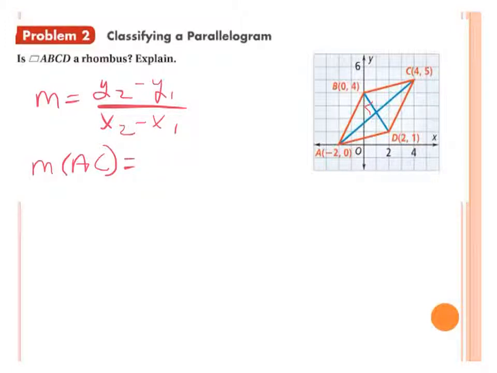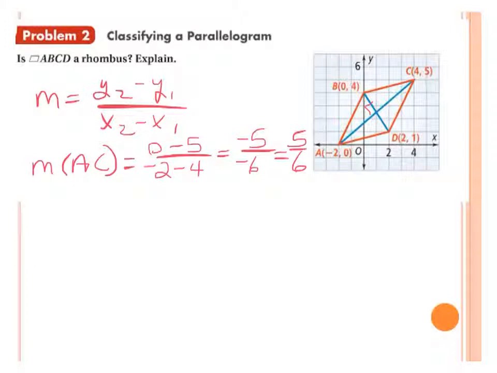For the slope of AC, we'll do our y2, which is 0, minus 5. And we've got negative 2 minus 4 for our x's. 0 minus 5 is negative 5, and negative 2 minus 4 is negative 6. So we have a slope of 5 over 6.